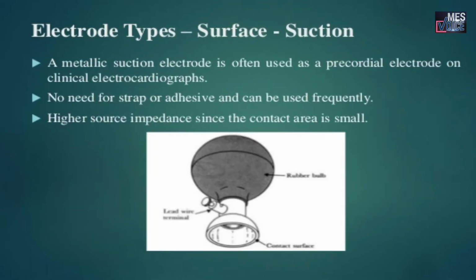Next we will see suction surface electrodes. The picture is showing the suction surface electrode. Here a metallic suction electrode is often used as a precordial electrode on clinical electrocardiographs. There is no need for strap or adhesive and it can be used frequently. It has higher source impedance since the contact area is small.